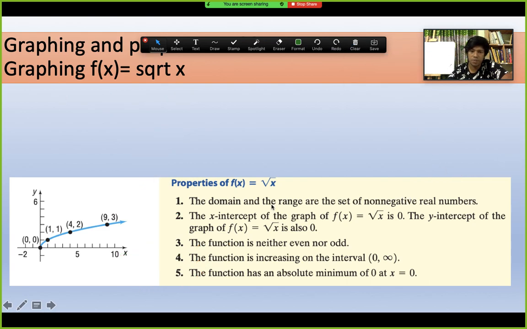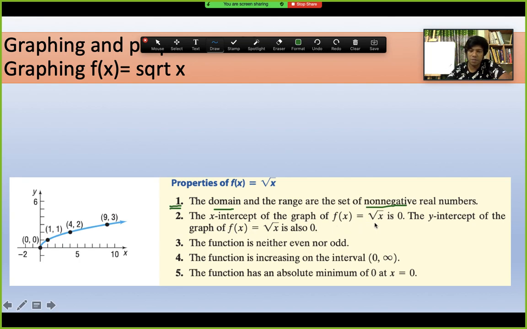So what are the properties? Let's look at the properties, because that is an important thing to discuss. The domain and the range are the set of non-negative real numbers. That means 0 to infinity. Both non-negative means it will not go to the negative side. But in non-negative, 0 is included. Non-negative excludes only the negative numbers. So from 0 to plus infinity are the non-negative numbers.